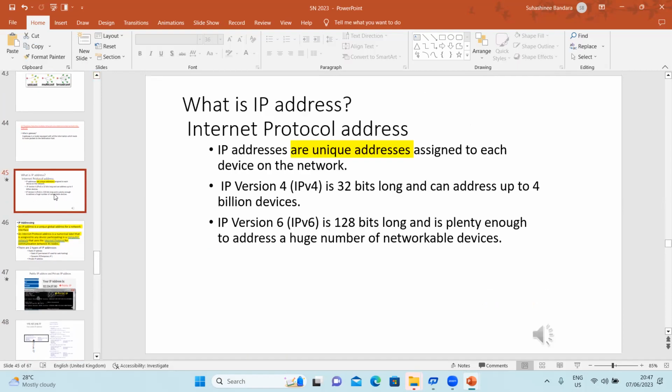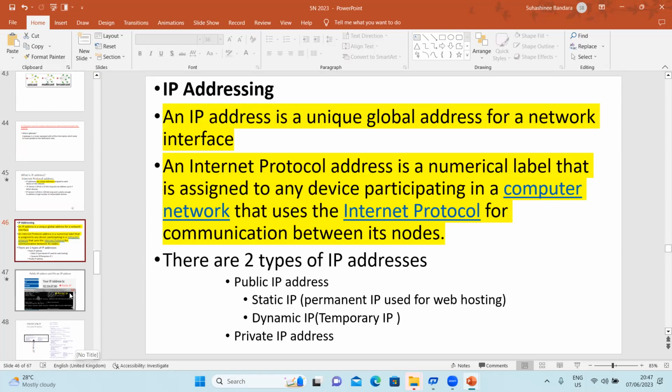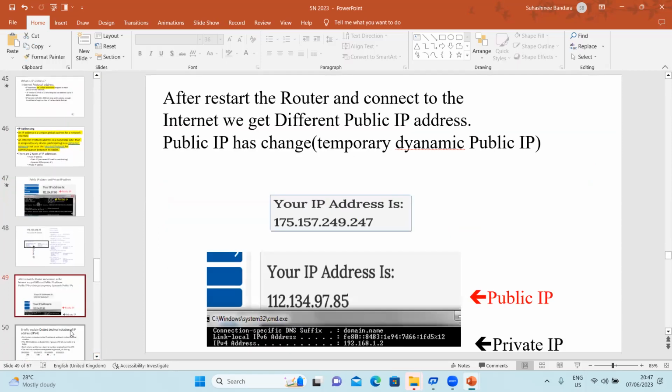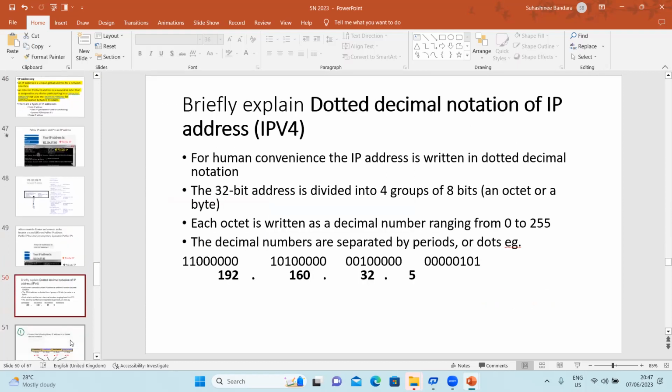Okay, so now at the moment you have already copied this one, and then this one. Okay, so now we are moving to the IP addresses. Now look at this, very important.